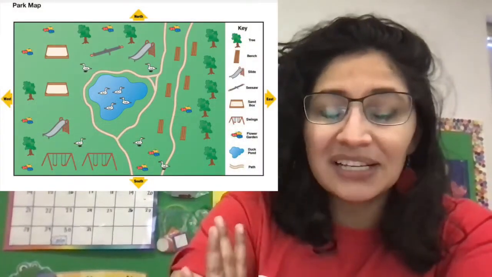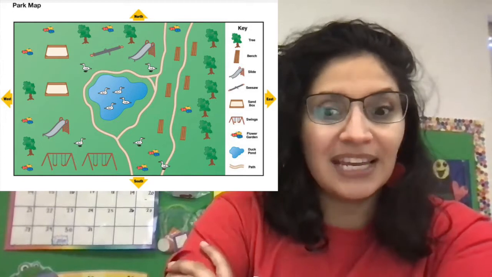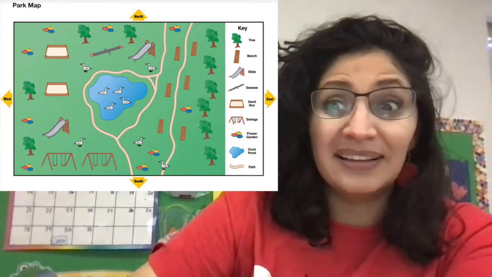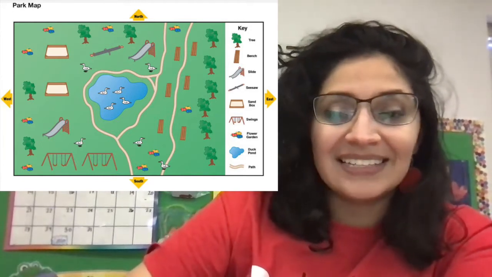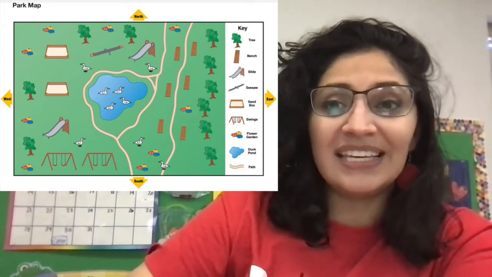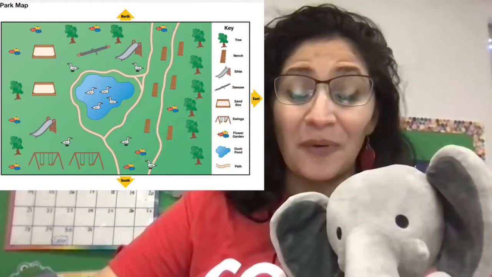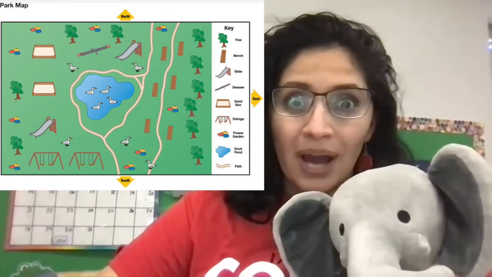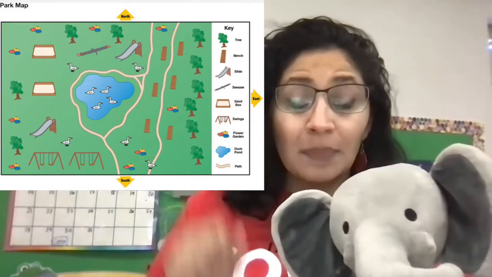Now, a park is a place where people go to enjoy nature, exercise, have fun, and even watch some birds. And I want you to look at this map of the park that I have. It shows play areas, walking paths, and some of the nature that you can find in the park, like ducks. And we have a map with key symbols, just like yesterday. I'd like for you to take a look on that right side where it's in white. And it actually has a word at the top that says key.